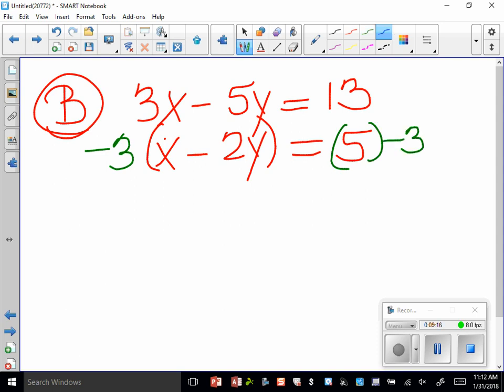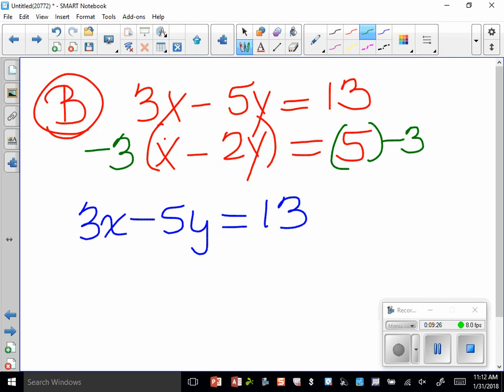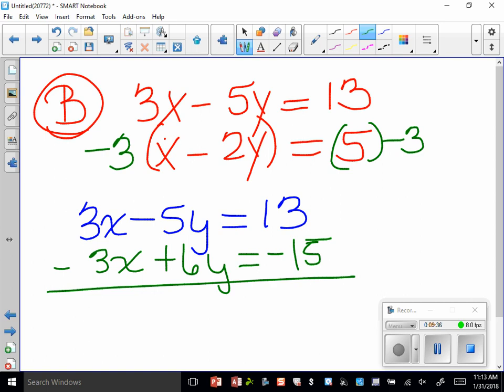So I'm going to go ahead and rewrite the first equation exactly like it is. I'm going to multiply the bottom one by negative 3, so that's going to give me negative 3x plus 6y equals negative 15. So now when I add these together, the x's cancel out. How many y's do I have? Just one. Is that correct? And then this will give us what? Negative 2. So there I am with y equals negative 2.